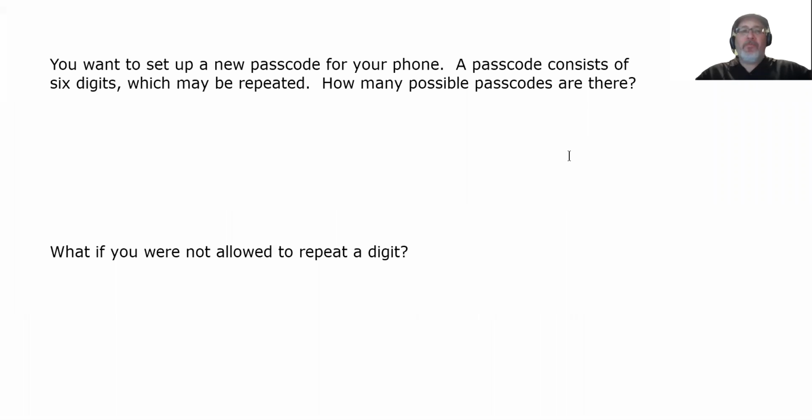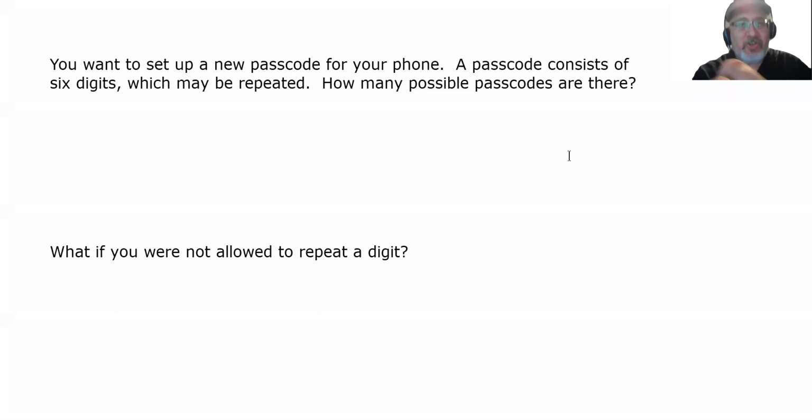Here's the scenario. You want to set up a new passcode for your phone. A passcode consists of 6 digits which may be repeated. How many possible passcodes are there? Now, this may not seem like a fundamental counting principle problem like in the previous video when we were selecting options to make a meal, but it is, because every time you make a sequence of decisions and you know how many choices you have for each decision, you are doing the fundamental counting principle.